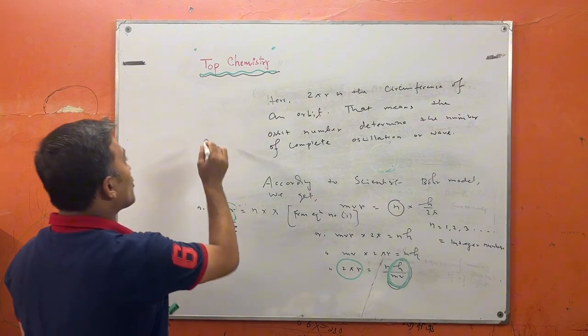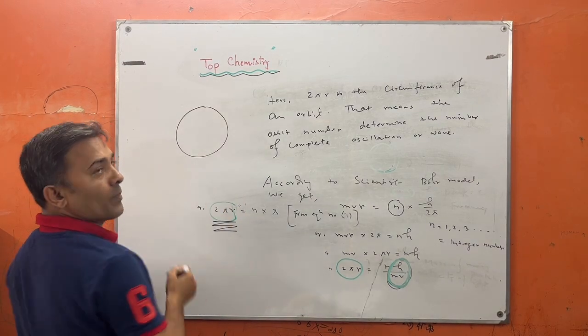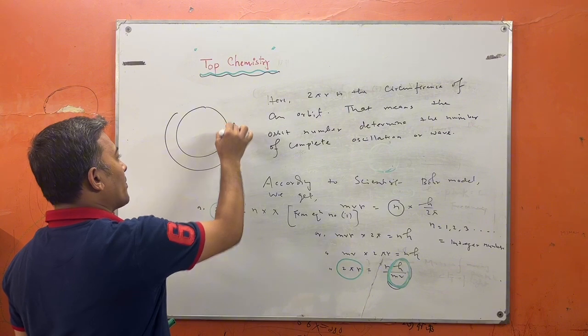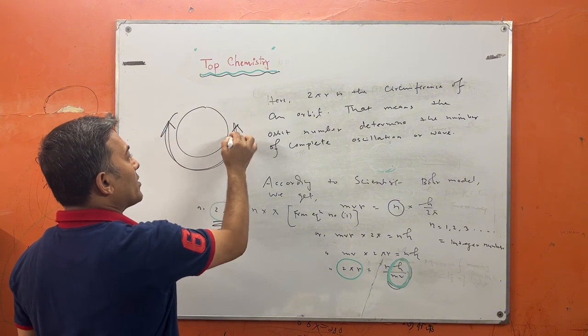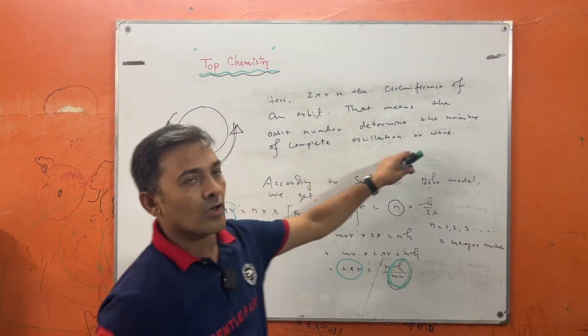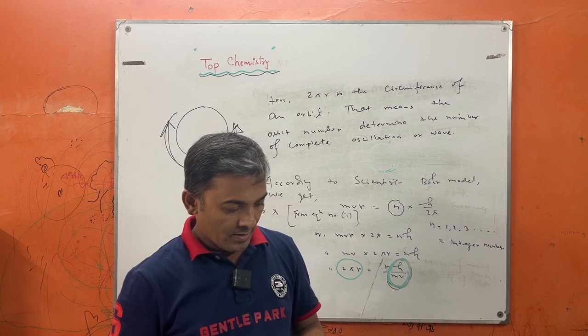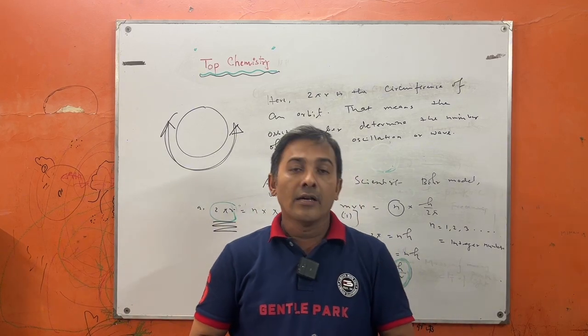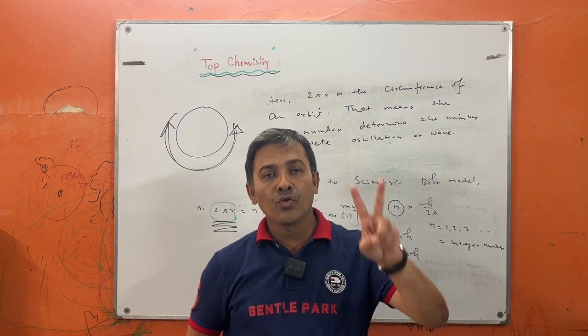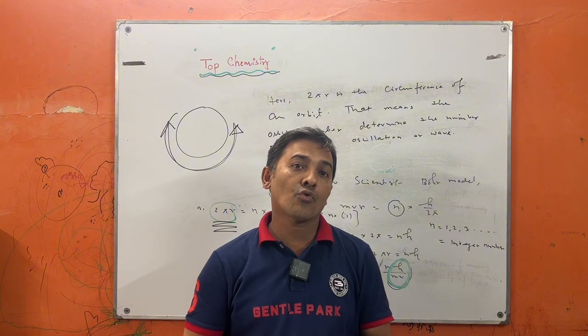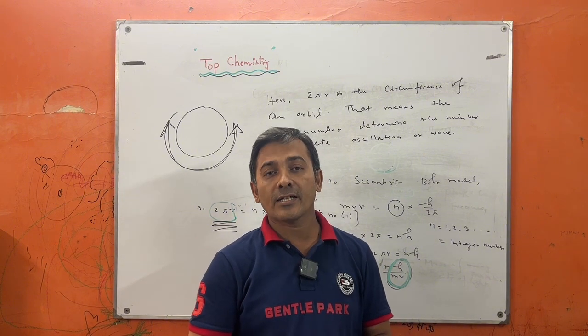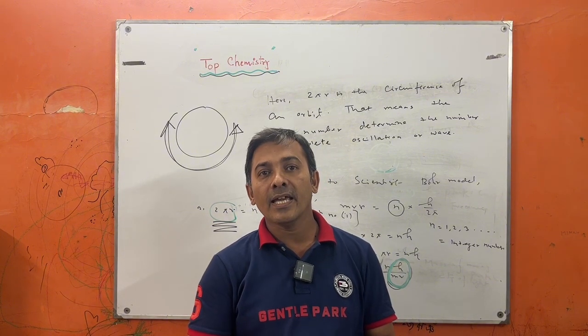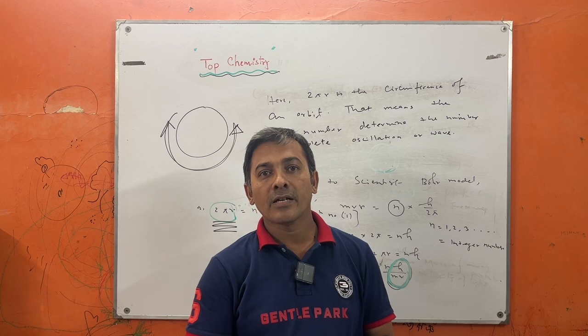This is 2 pi r. Complete oscillation, it is called complete oscillation, or wave. My dear student, today we have discussed two questions from quantitative chemistry, from HSC first paper chapter 2.